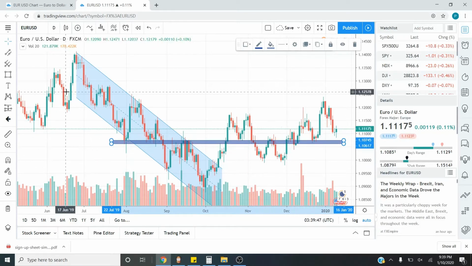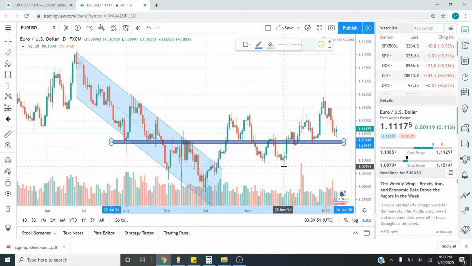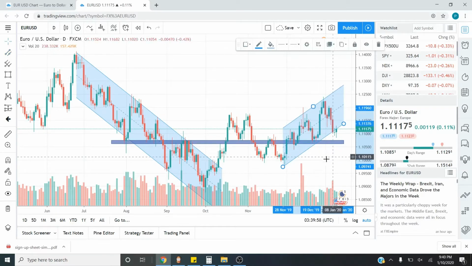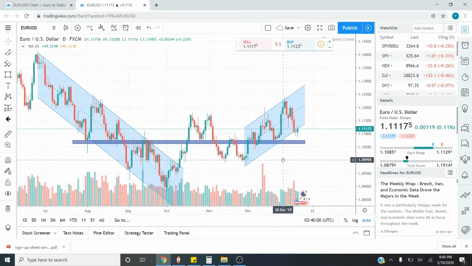Now we have this uptrend that we can see here. I'm going to draw another channel for this. We're going to connect our higher lows, stand up to the level of resistance. Now, what I'm thinking is going to happen is that it's going to be a head and shoulders pattern.